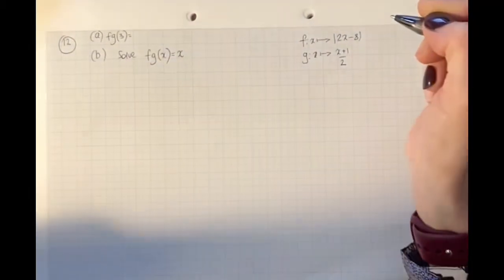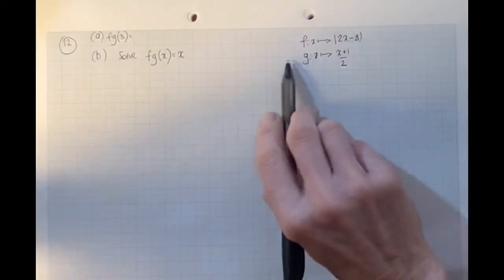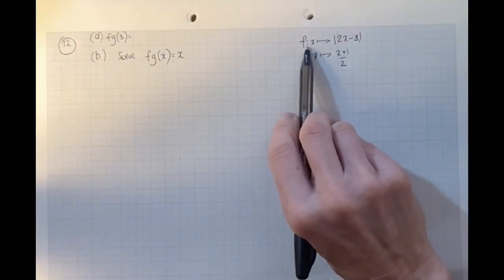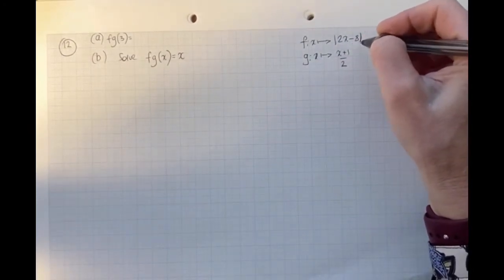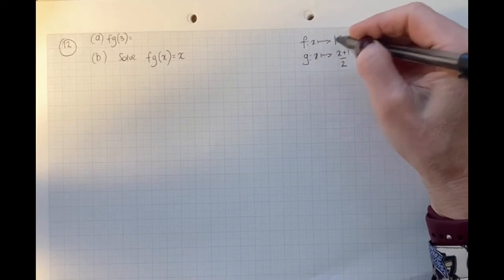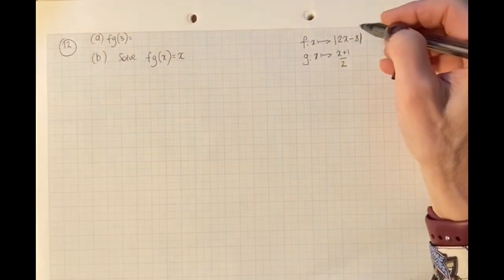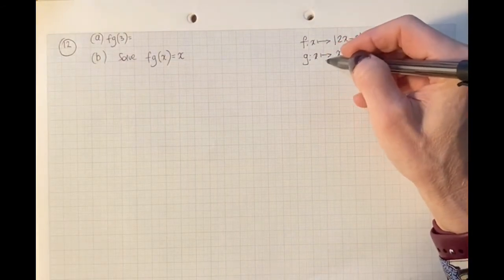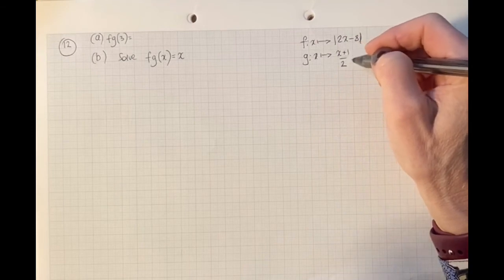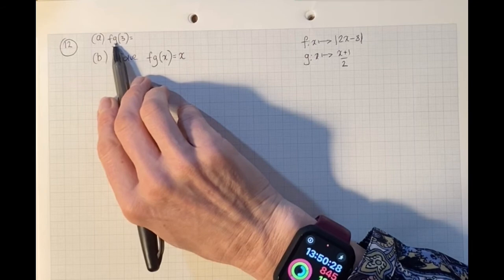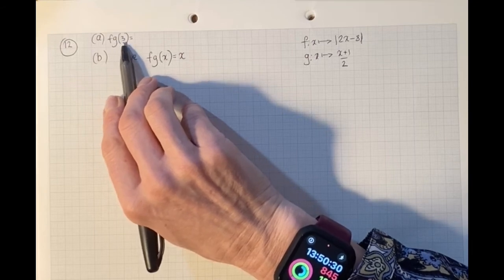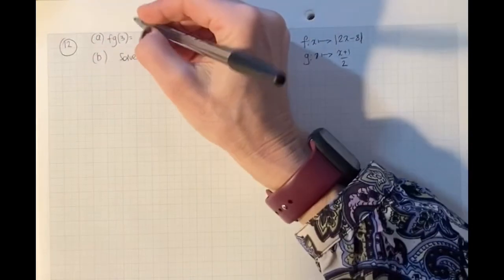Okay, so example 12, you've got 2 functions, f of x, which is written in an alternative way, is modulus of 2x minus 8. So f is such that x is mapped to modulus of 2x minus 8. And g of x is (x plus 1) over 2. So to find the value of f of g of 3, we can just find the value of g of 3 and then sub it into f.